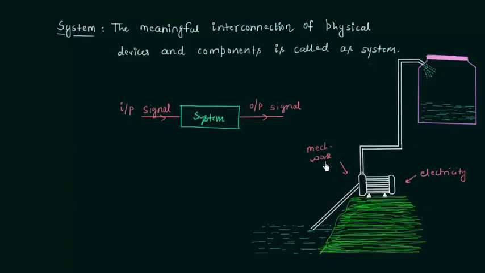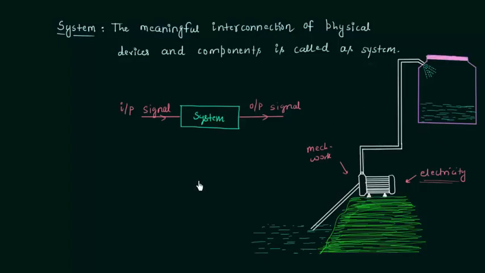We need mechanical work. So this signal is much more desirable as compared to electricity. The electricity cannot pump this water to this tank. We need mechanical work. So the pump receives the electricity, which is the input signal, and after processing it produces mechanical work, which is the output signal, and using the mechanical work we can fill the overhead tank.